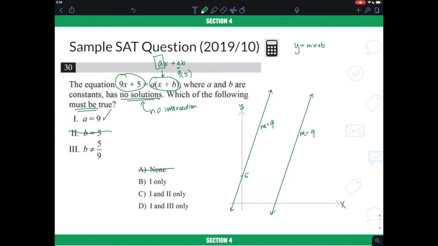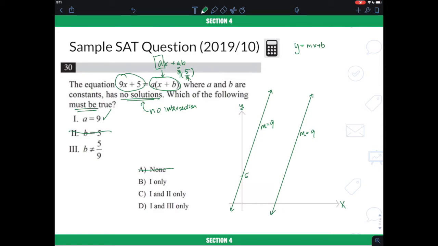Okay, so now we look at condition number 3. It says that b cannot be 5/9. So now let's go ahead and take a look. What would happen if b is actually 5/9? Now, if you have that, you can see the 9 will be canceled out, because the 9 on the left is in the numerator and the 9 on the right is in the denominator, so they cancel each other out. So you are left with a 5. That means the y-intercept is going to be 5.